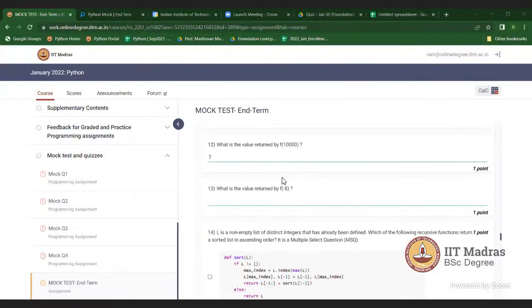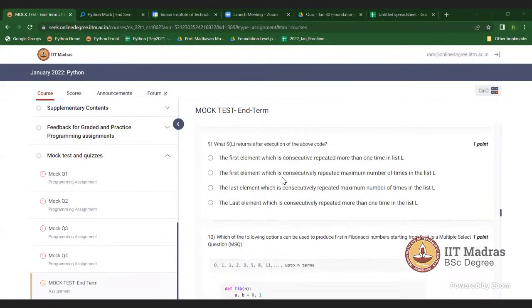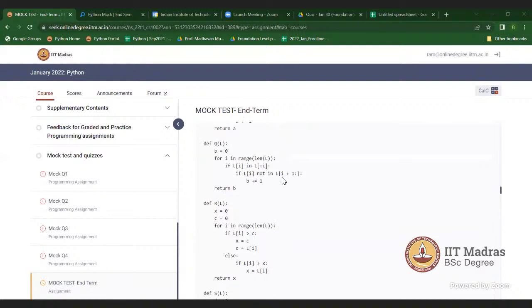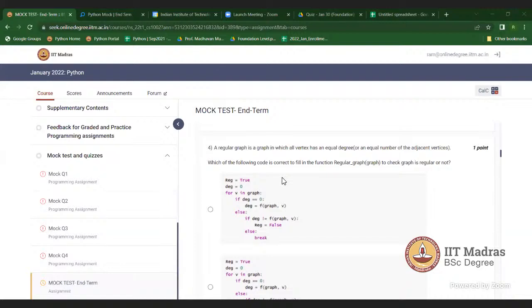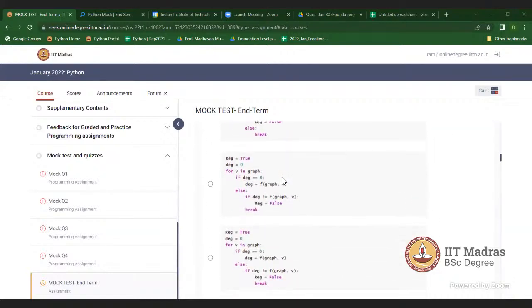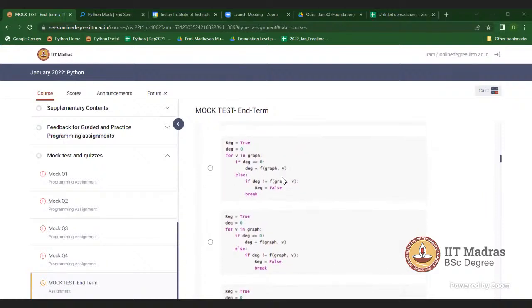Sir, another doubt in question number 4 of the mock. Sir, what's the difference between option number 2 and 3? Because here we are using a break inside an if statement, and in the other, outside of it. This one? Yes, this one.